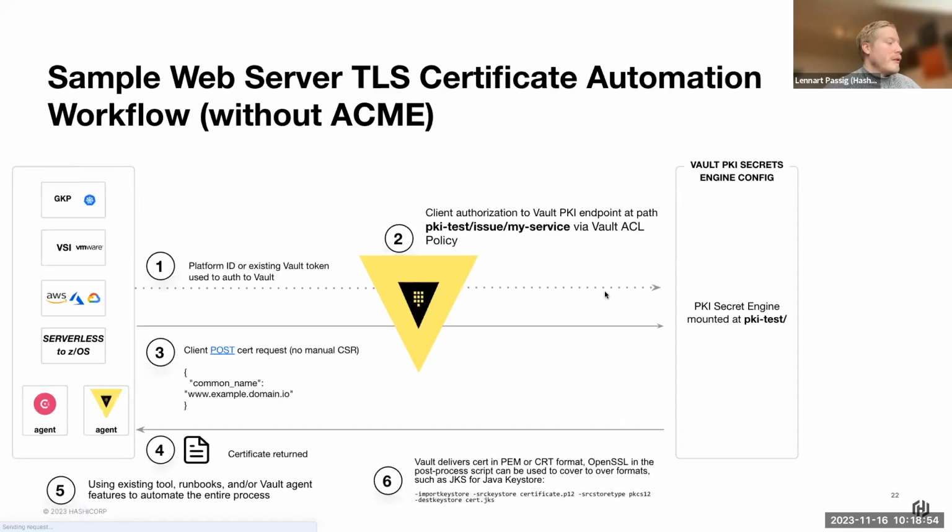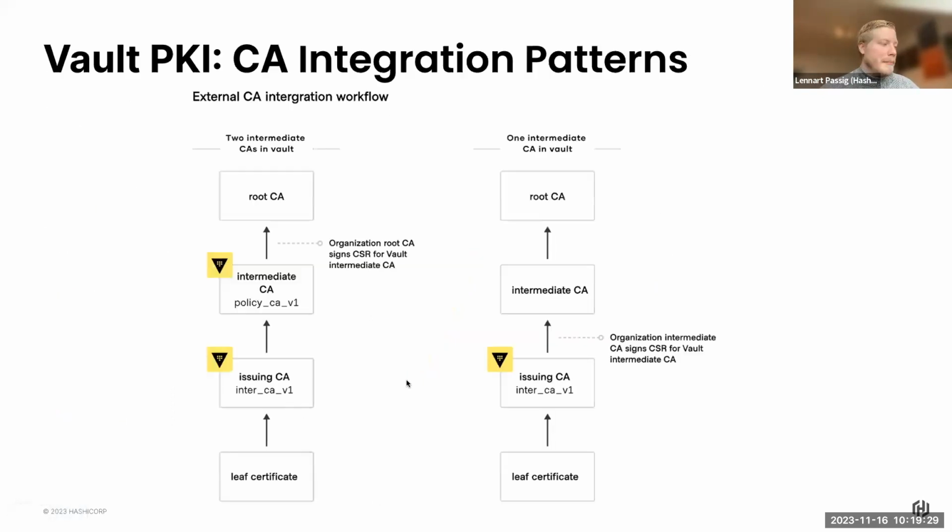So how does it look in action? Just like in 1, 2, 3, 4. First, some sort of platform ID is authenticated to Vault. Then you have an authorization that takes place, for example, right here. Then the client itself posts the cert request. Then you get it returned, and then you can use all the tools that you were using before to validate, deliver the certificate, and so on and so forth. So this is just the basics of how the PKI secret engine works without ACME.